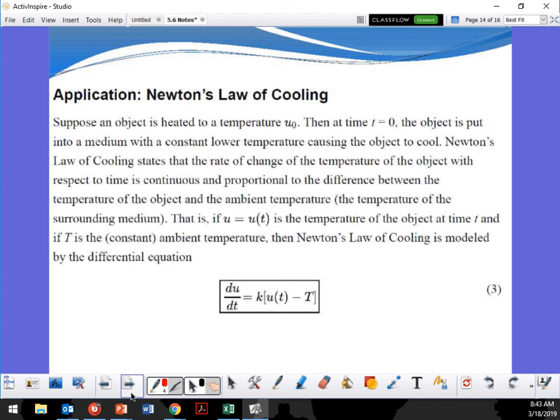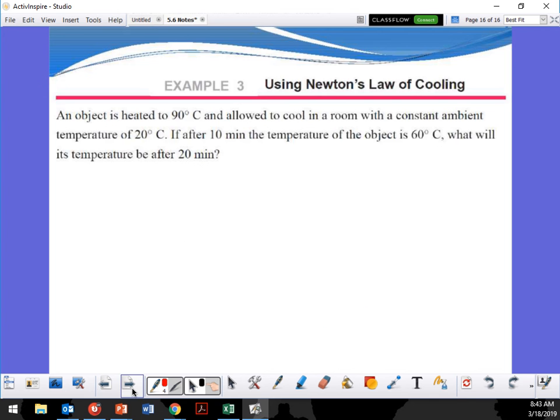Newton's law of cooling. I don't think we do that one. Nope, we don't do Newton's law of cooling. That looks complicated. Yeah, it is. I just don't do it.